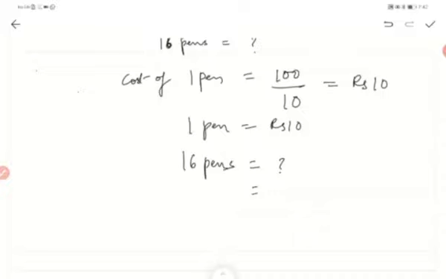Since the cost of one pen is known, 16 into 10 will be the cost of 16 pens. 160 rupees is the cost of 16 pens.